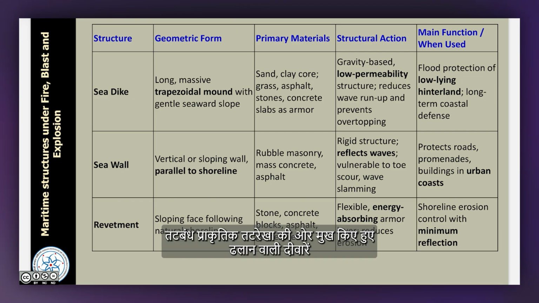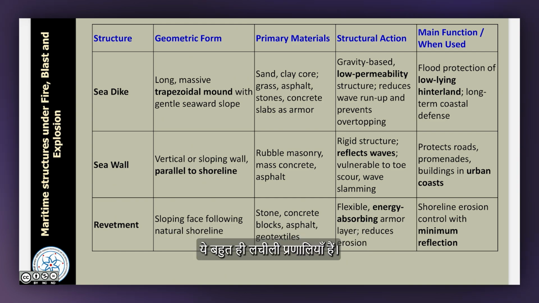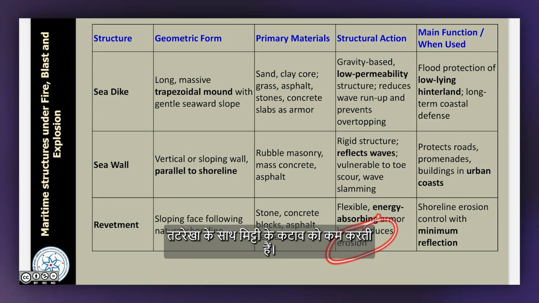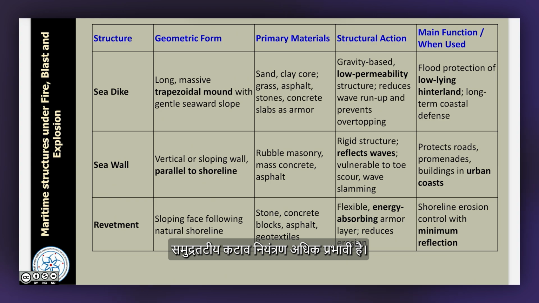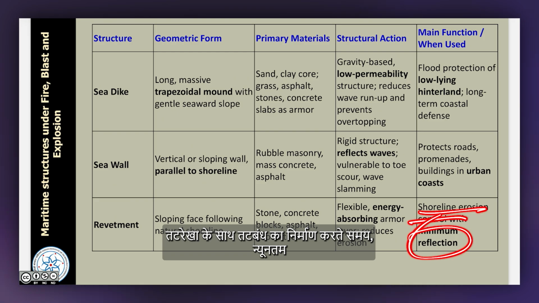Revetments are sloping walls facing the natural shoreline, constructed using stone or concrete blocks. They are very flexible systems. They are energy absorbing systems, unlike walls which reflect waves. Okay? It reduces soil erosion along the coastline. The shoreline erosion control is more effective with minimum reflection when you have revetments constructed along the coastline.